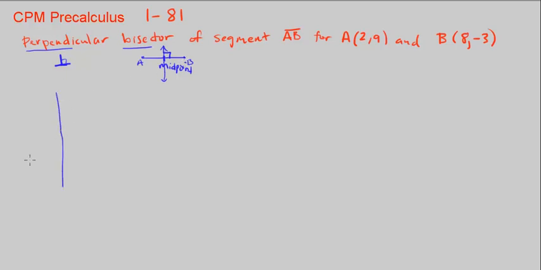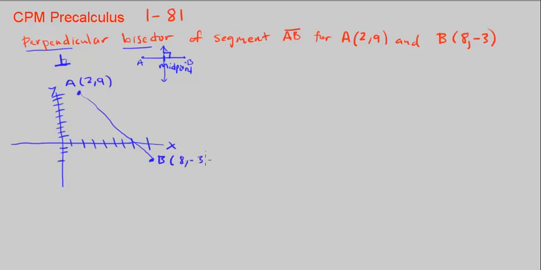First, let's start off and plot these points. So we have (2, 9) and (8, -3). 1, 2, 3, 4, 5, 6, 7, 8, 9. So (2, 9) is around here, right? And 8: 1, 2, 3, 4, 5, 6, 7, 8. That's our x-axis, y-axis, -3. (8, -3) is around there. Okay, so this is A, (2, 9), and it connects to B, (8, -3).